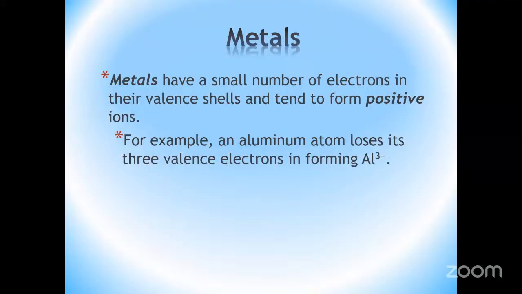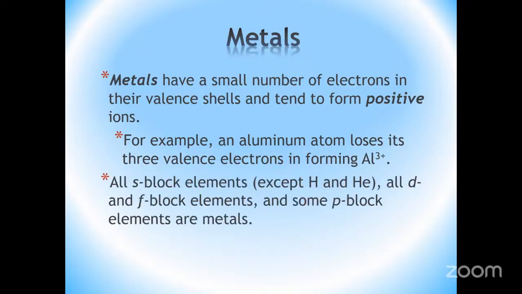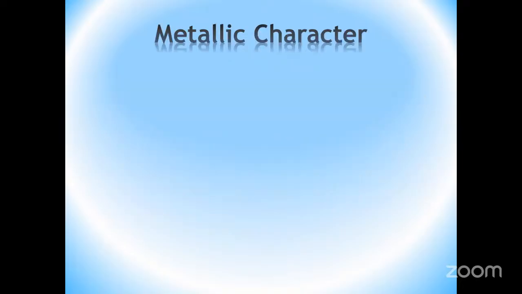When it comes to metals, as we probably met before, they usually have a small number of electrons in their valence shells, no more than 3 for the representative elements. An example of this would be aluminum, which has 3 valence electrons. When it loses those 3 electrons, it forms the aluminum 3+ ion. All S block elements, all B and F block elements, and some P block elements are metals. So most of the elements in the periodic table are metals.